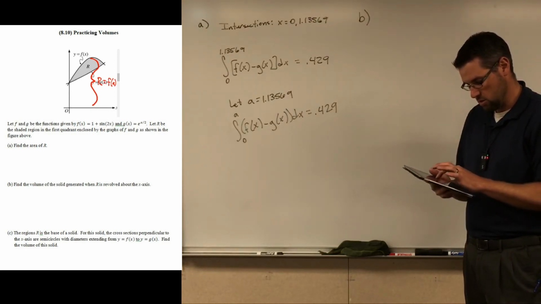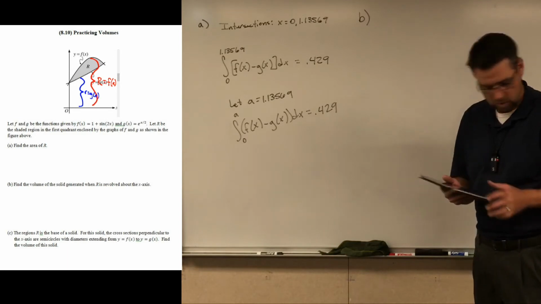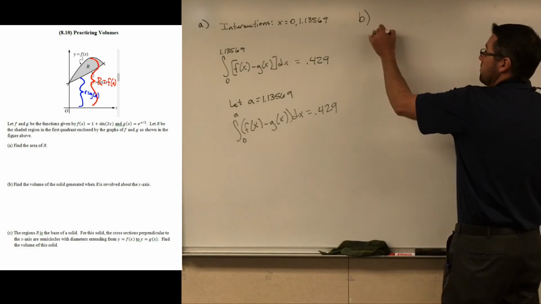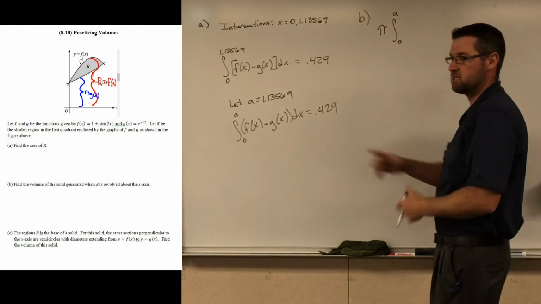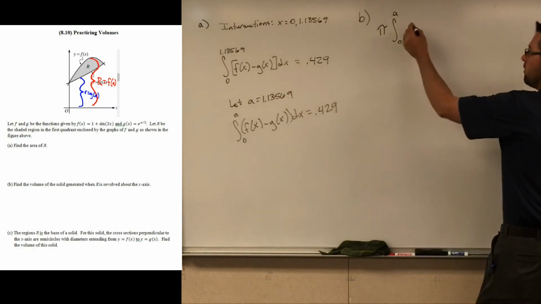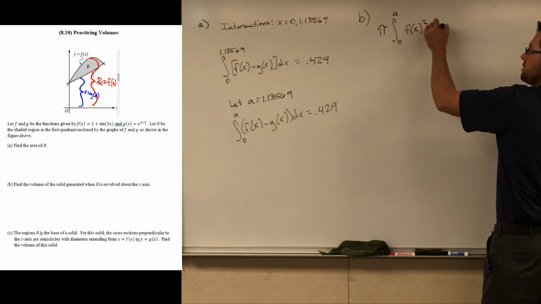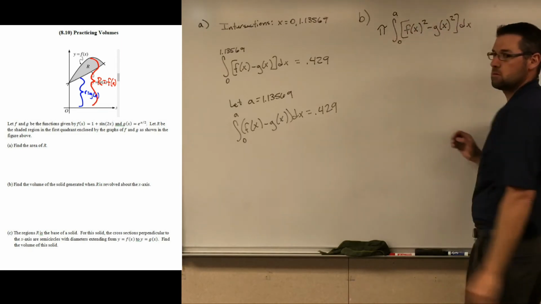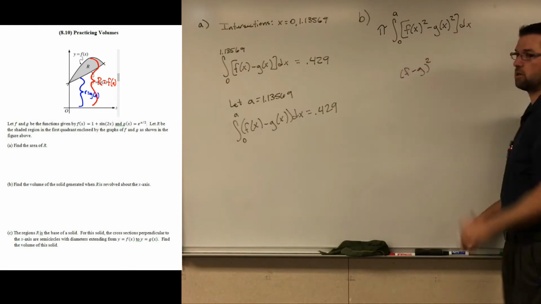And then little r is what? So what's my equation then? Pi times the integral from 0 to, I'm going to say a because I already identified a as that, of what? F of x squared minus g of x squared dx. Again, it's not f of x minus g of x squared.